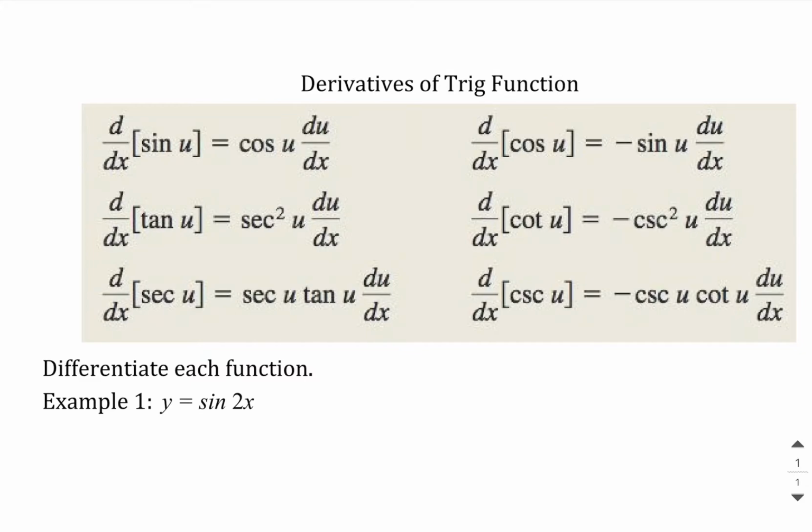But if you take a look, what we're doing is taking the derivative with respect to x of the sine of u, right? u is whatever function is inside of the sine, and that's equal to the cosine of that same function times the derivative of that function, du/dx. And so we're going to focus on this and the derivative of cosine, which is equal to the negative sine of u times du/dx.